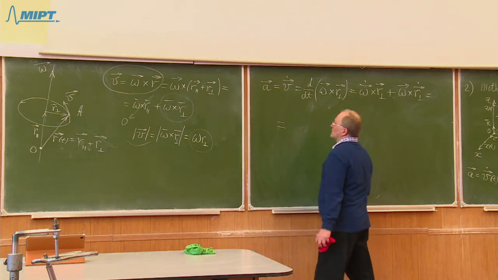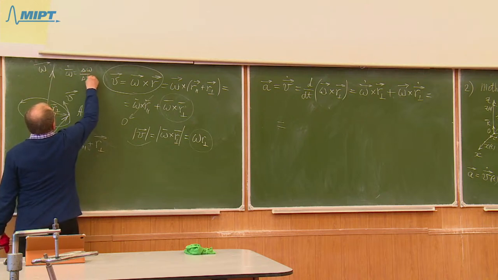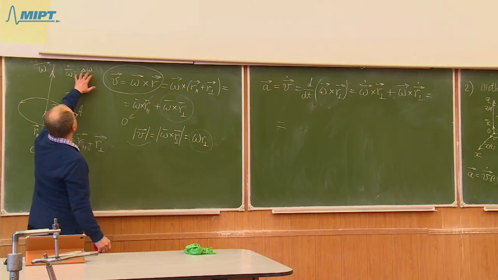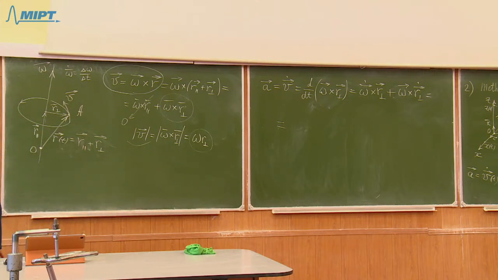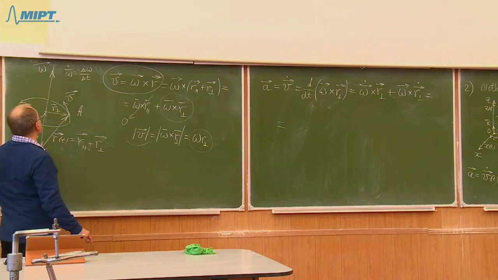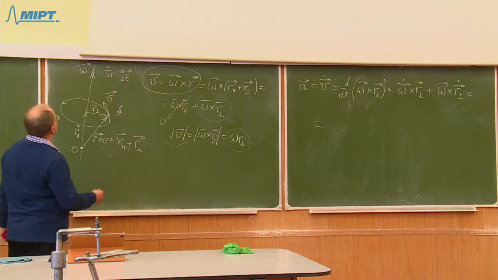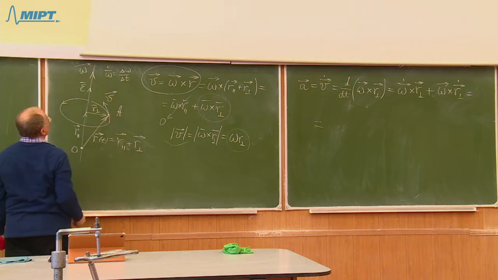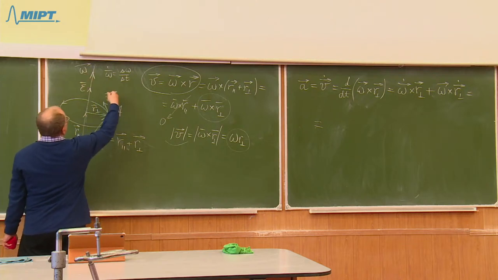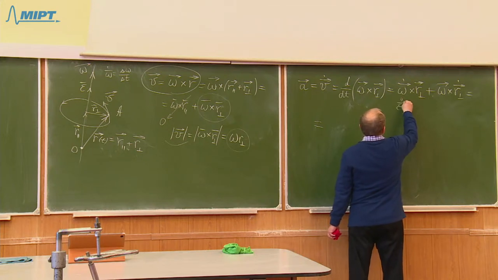So what is omega dot? This is the change of omega in time, over a very small time interval, and the corresponding change in omega. If the axis remains the same, we don't consider situations like in the lecture demonstration when the axis was moving. We consider the case when the axis is fixed. If the axis is fixed, then the change of omega is the angular acceleration. It may be directed either upward or downward. If omega is increasing, then the angular acceleration is directed upward. If the angular velocity omega is decreasing, then the angular acceleration will be directed downward. So this is the vector of angular acceleration.